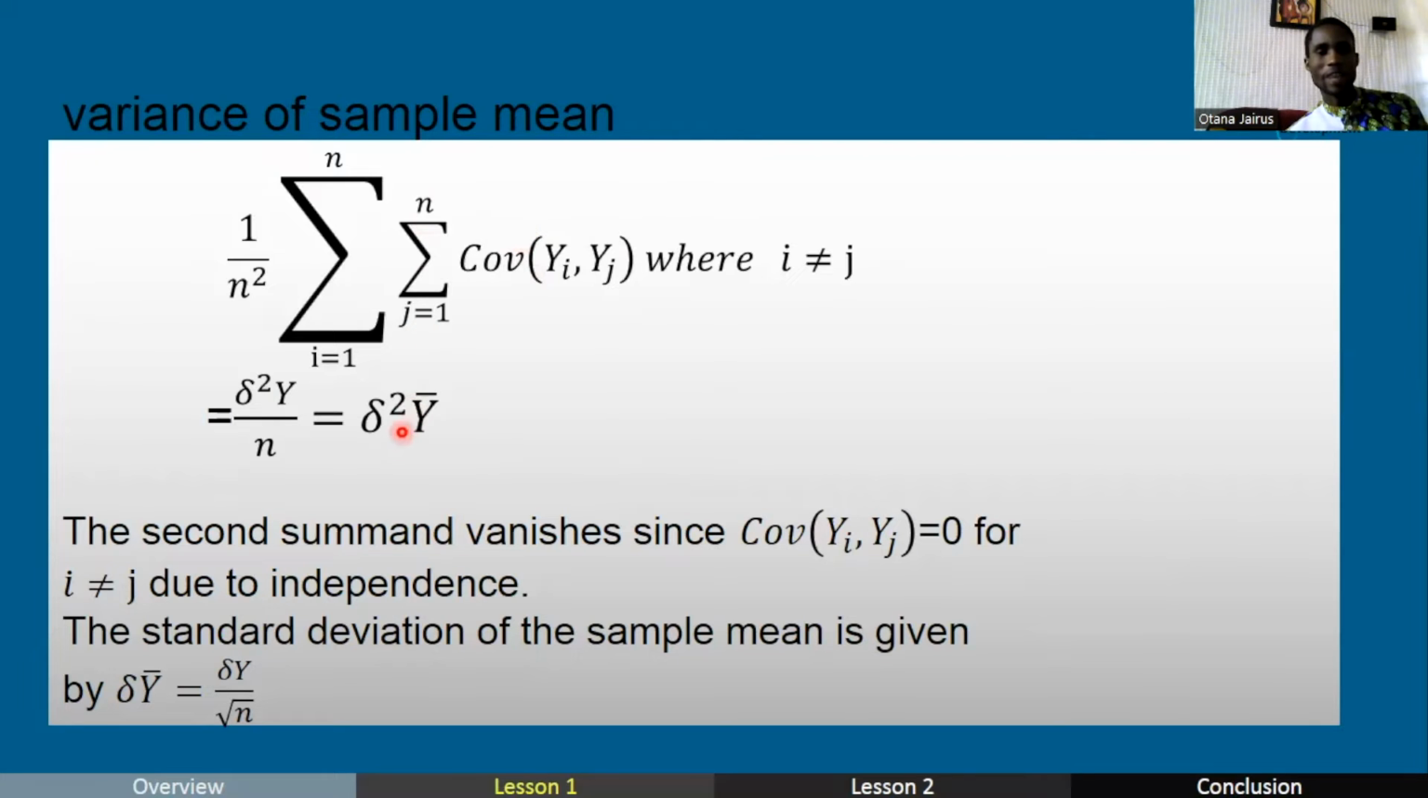Remember the variance is sigma squared y bar. When we take the square root and simplify it, we find that the standard deviation is given by sigma y over the square root of n. So the standard deviation is sigma y over the square root of the sample size.